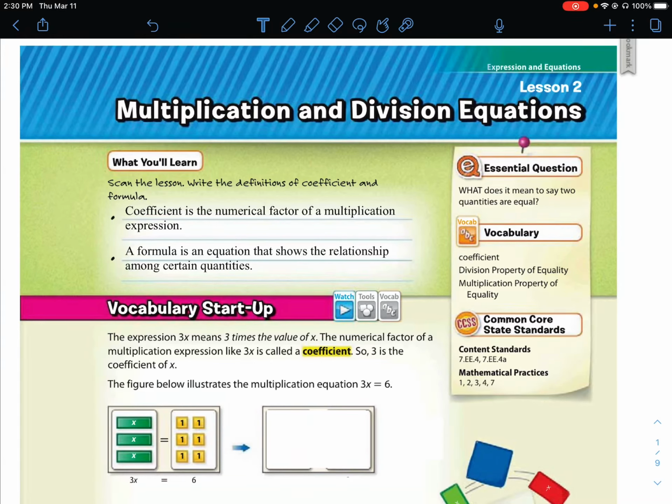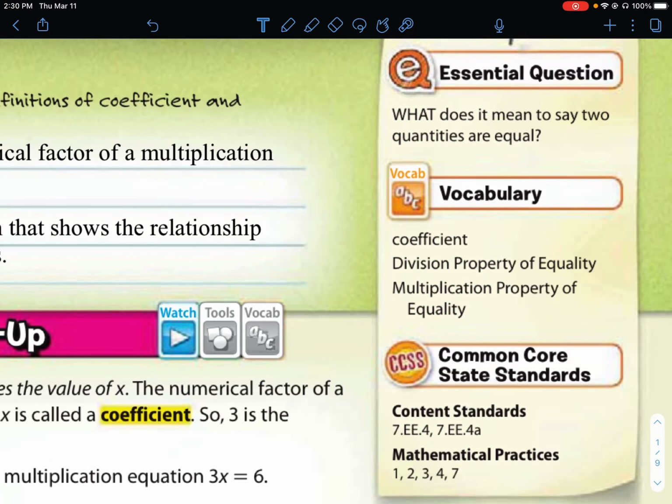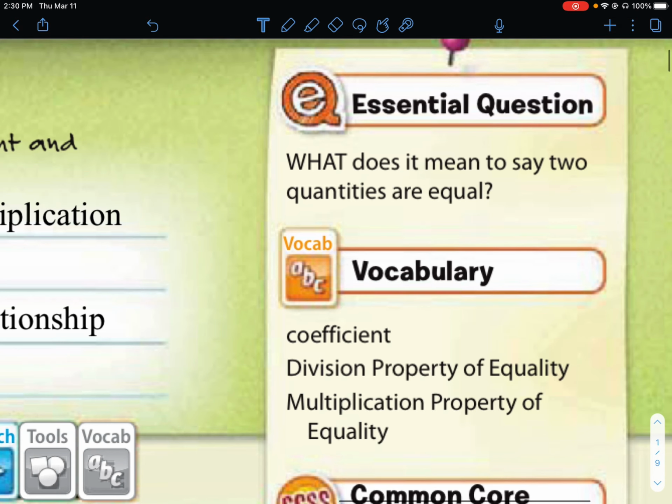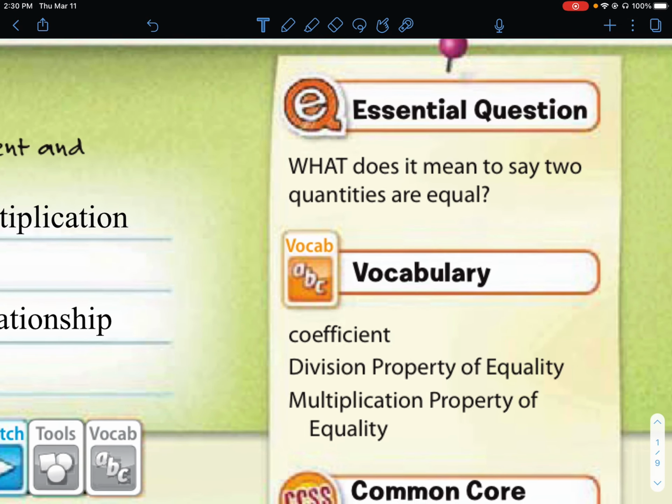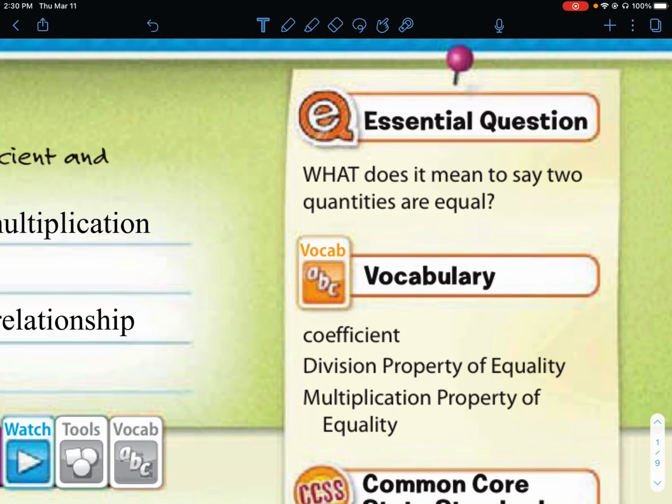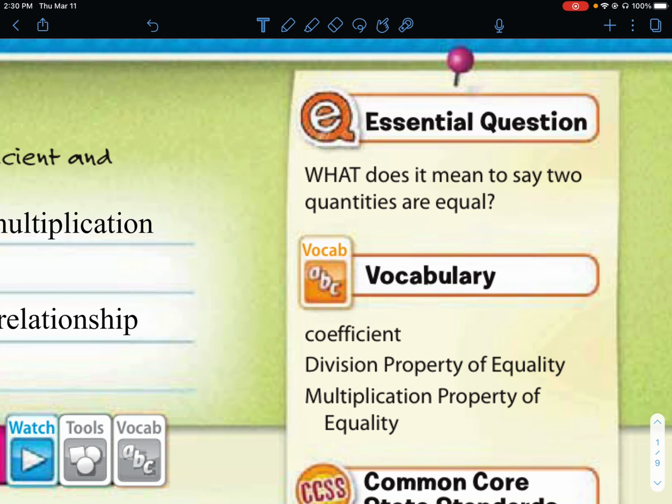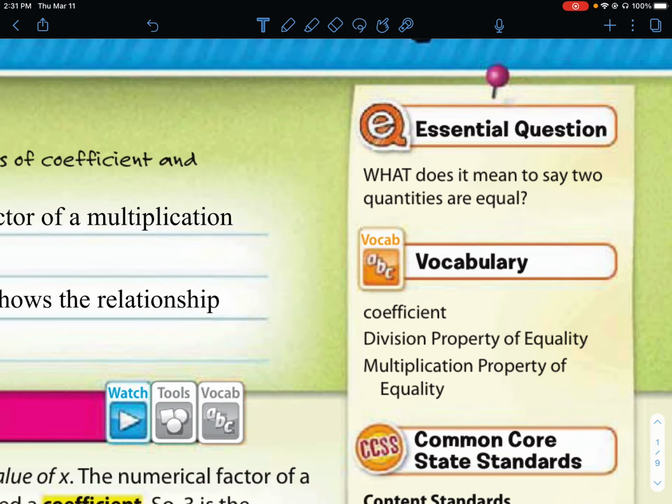This is lesson 2 of chapter 6, and the title of this lesson is Multiplication and Division Equations. We go back to the essential question: what does it mean to say two quantities are equal? The reason for this essential question is because when we are dealing with an equation, we're talking about two quantities, okay? And for us to be able to determine if two quantities are equal, we need to know the skills in how to solve linear equations, okay?